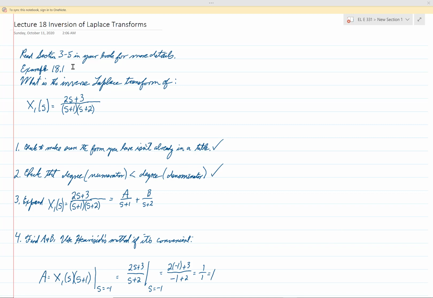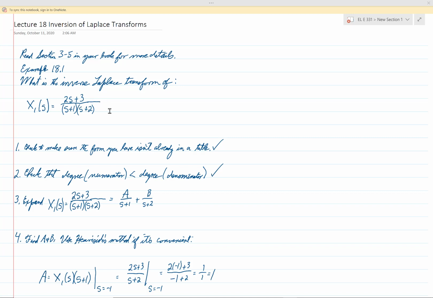Example 18.1 says, what is the inverse Laplace transform of X1(s) equals (2s plus 3) over (s plus 1)(s plus 2)? Now, what that means, just to make sure that the terminology is clear here, it means what is the function in the time domain that has this Laplace transform?